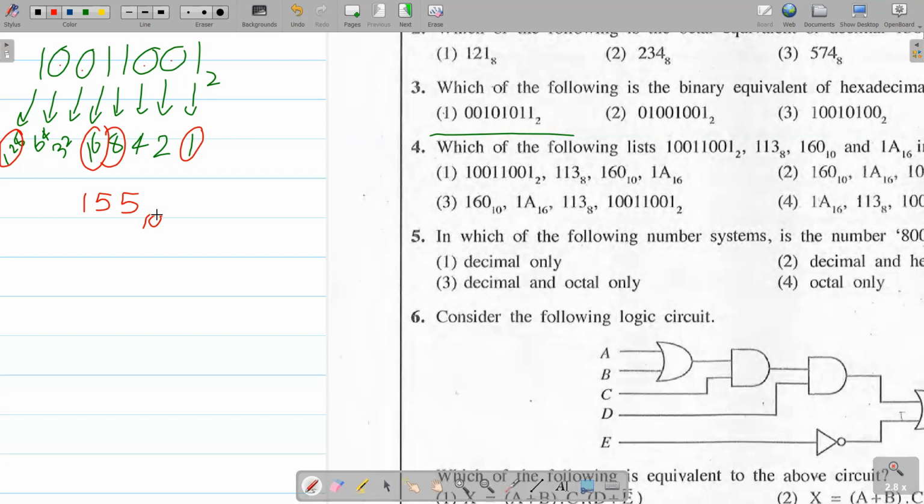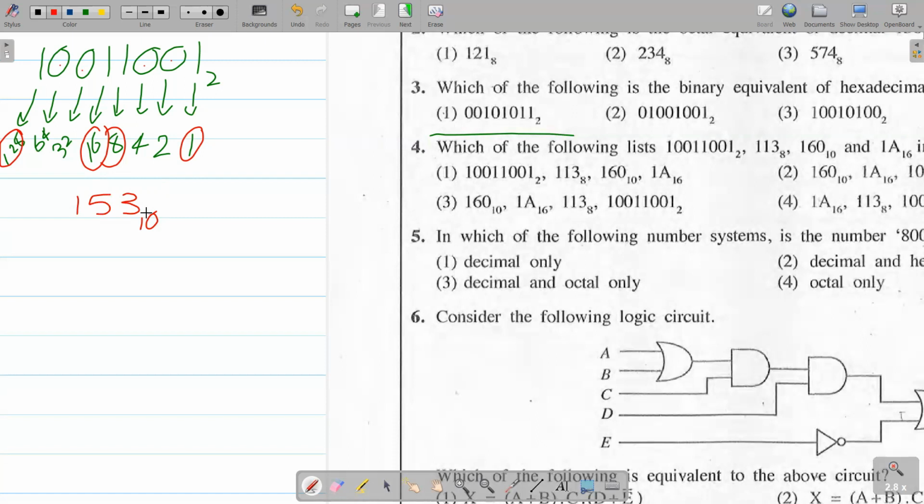Oh, that's it. Did I make a mistake? 8 plus 6 is 14, 14 plus, oh no, 153 people, yes? 153 is going to be. So 153 in decimal.